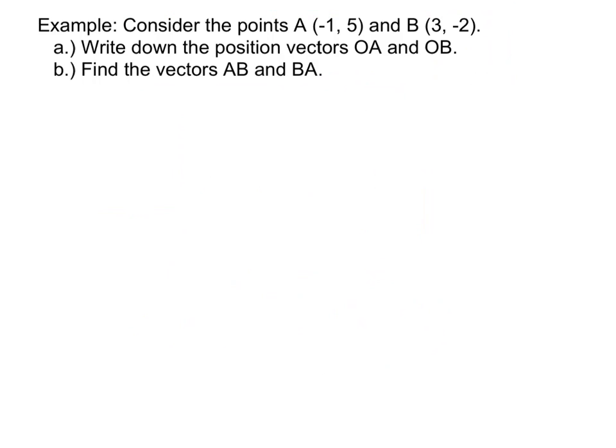So I have one quick example of that. I'm going to give you these 2 points, A and B. I want you to write down first the position vectors OA and OB, and then find the vectors AB and also BA using the formula that we just talked about. So pause the video, take a minute to do that, and make sure you've got this basic idea before we finish out this video.